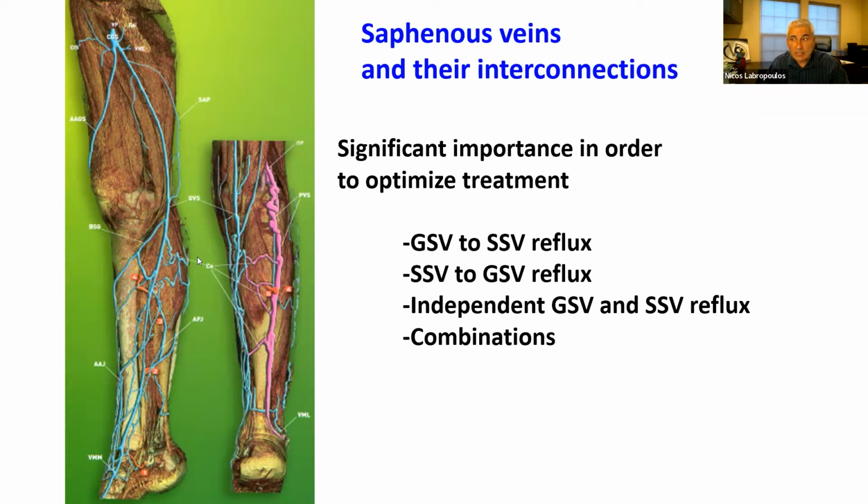And these are important to understand because they determine when we have reflux from the great to the small, which is more common, from the small to the great, which is the least common, and combinations of the two, or having reflux independently in each vein.